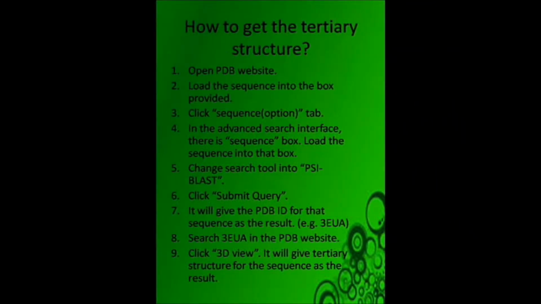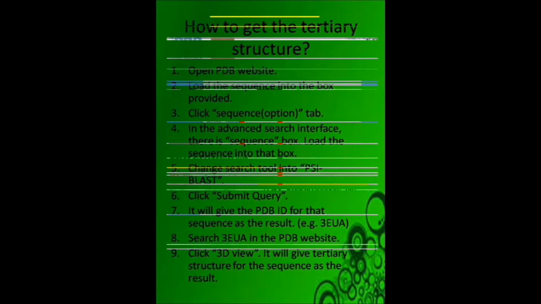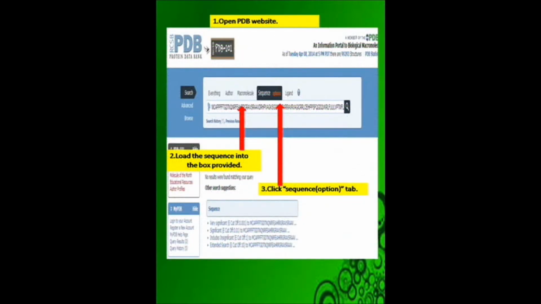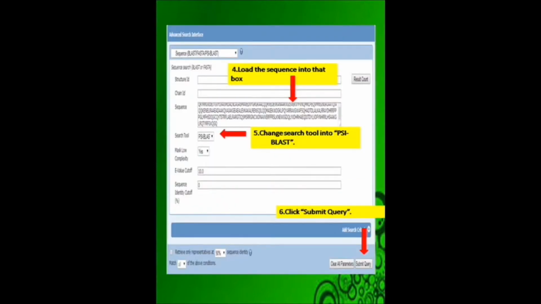Okay, now I will tell you how to get the tertiary structure of the BPSP033 sequence. Please follow these steps. There are basically 9 steps and I will show you one by one. First, open PDB website and then load the sequence into the box provided. Third, click Sequence Option tab. Fourth, in the Advanced Search interface, there is Sequence box. Load the sequence into that box.